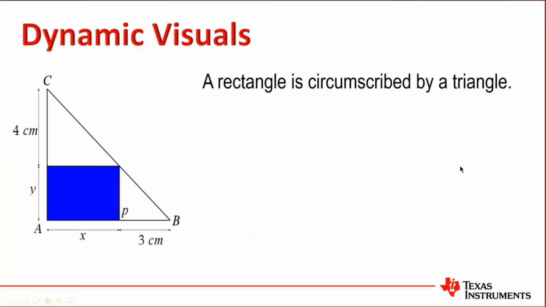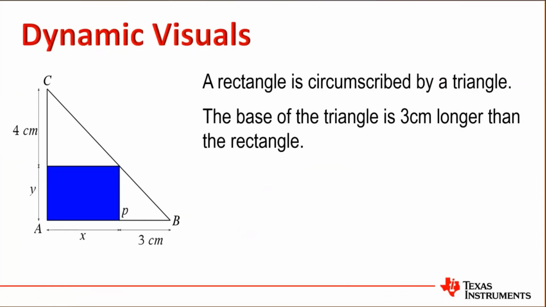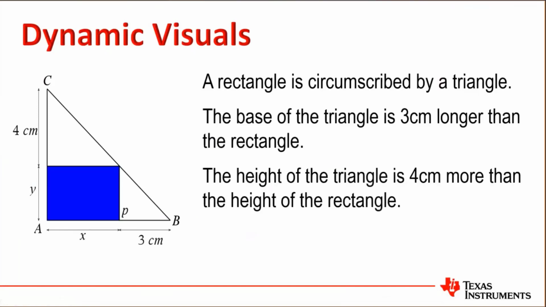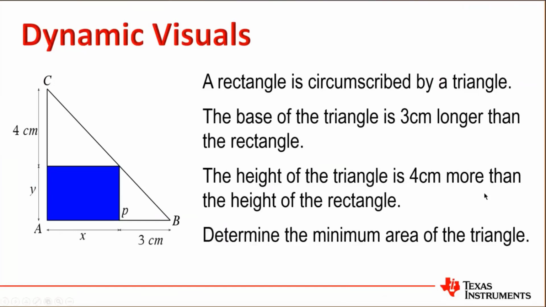So we've got a rectangle that's been circumscribed by a triangle. That means basically we've got a triangle that's touching each of the vertices of the rectangle. The base of the triangle is 3 centimeters longer than the rectangle, as you can see in the diagram. And the height of the triangle is 4 centimeters more than the height of the rectangle. And this is something that's staying constant. What we want to know is the minimum area of such a triangle. Now, if you give this problem to students to determine the minimum area of the triangle ABC, it's actually quite challenging.